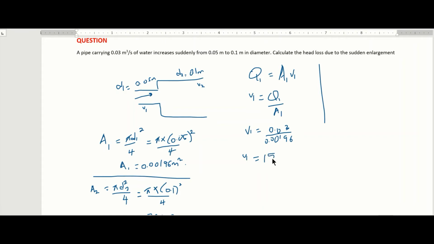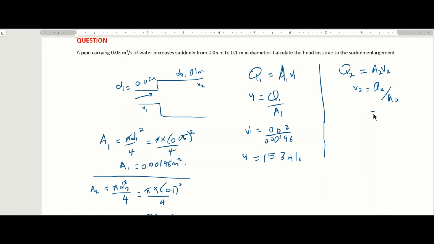15.3 meters per second. All right. So let's find the velocity at section 2. And please note that the flow rate at section 1 is always equal to the flow rate at section 2. So the same thing. My Q2 is the same, 0.03 is equal to A2 V2. So we can transpose. We have V2 is equal to Q2 over area 2.